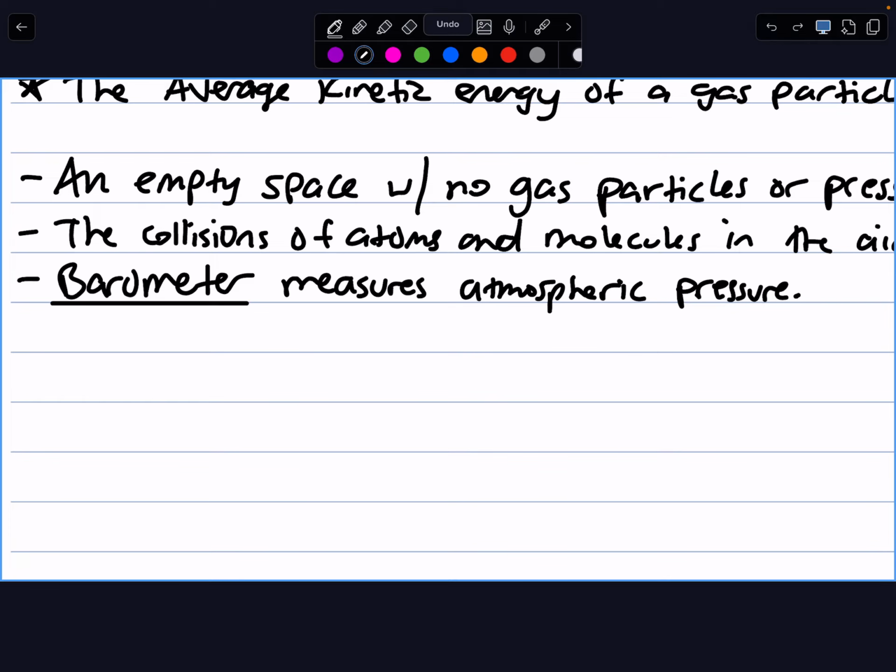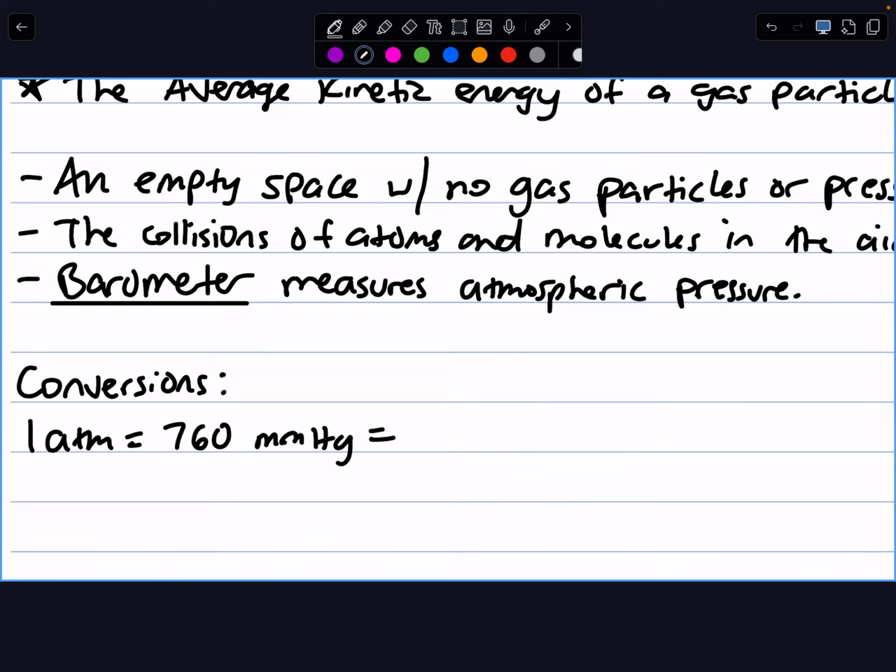Conversions. 1 ATM is equal to how many millimeters of mercury? 760. 760 millimeters of mercury. And how many kilopascals is that? 101.3. Perfect. This is an exact answer.